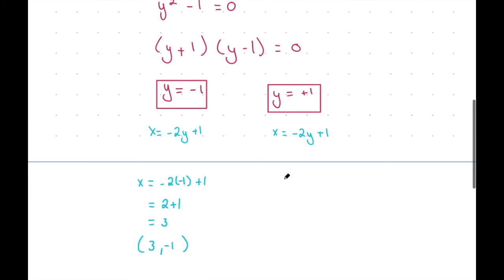And we're also going to have x is equal to, on this side, minus 2 by 1 plus 1, which is going to give me minus 2 plus 1, which is minus 1. And there we have our coordinate point, minus 1, plus 1.